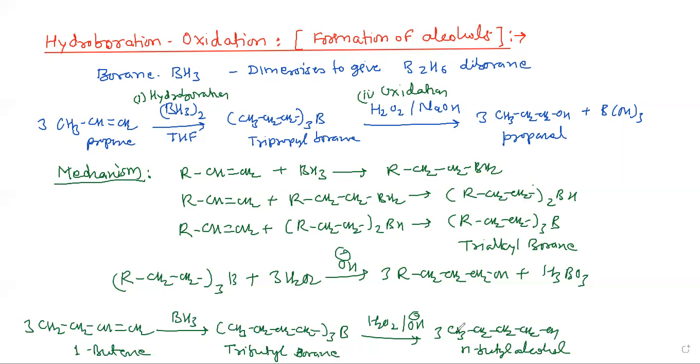And here you will find that this addition of water is an indirect method of hydration of alkenes. And here addition of water has occurred according to the anti-Markovnikov's rule. That is, the negative part of the reagent is added to the carbon atom which has more number of hydrogen atoms, or the less substituted carbon atom.